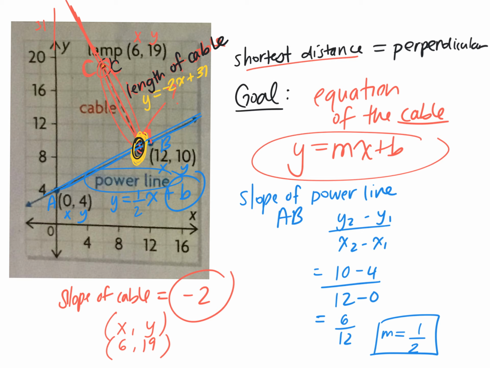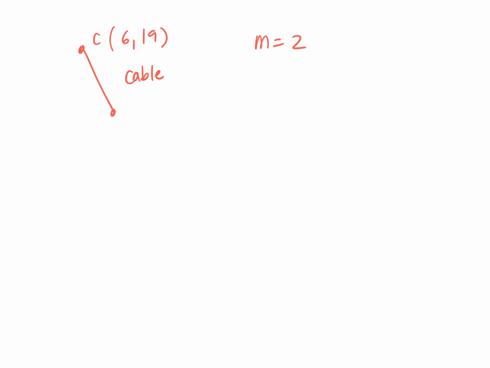So this point here is 10.8, 9.4. So that is the point where the cable has to be connected to the power line. The second part of this question said, how much cable do you need? Well, we know that the cable is connected from 6, 19 to 10.8, 9.4. How do we figure out how much cable we actually need? This is all we know about the cable.